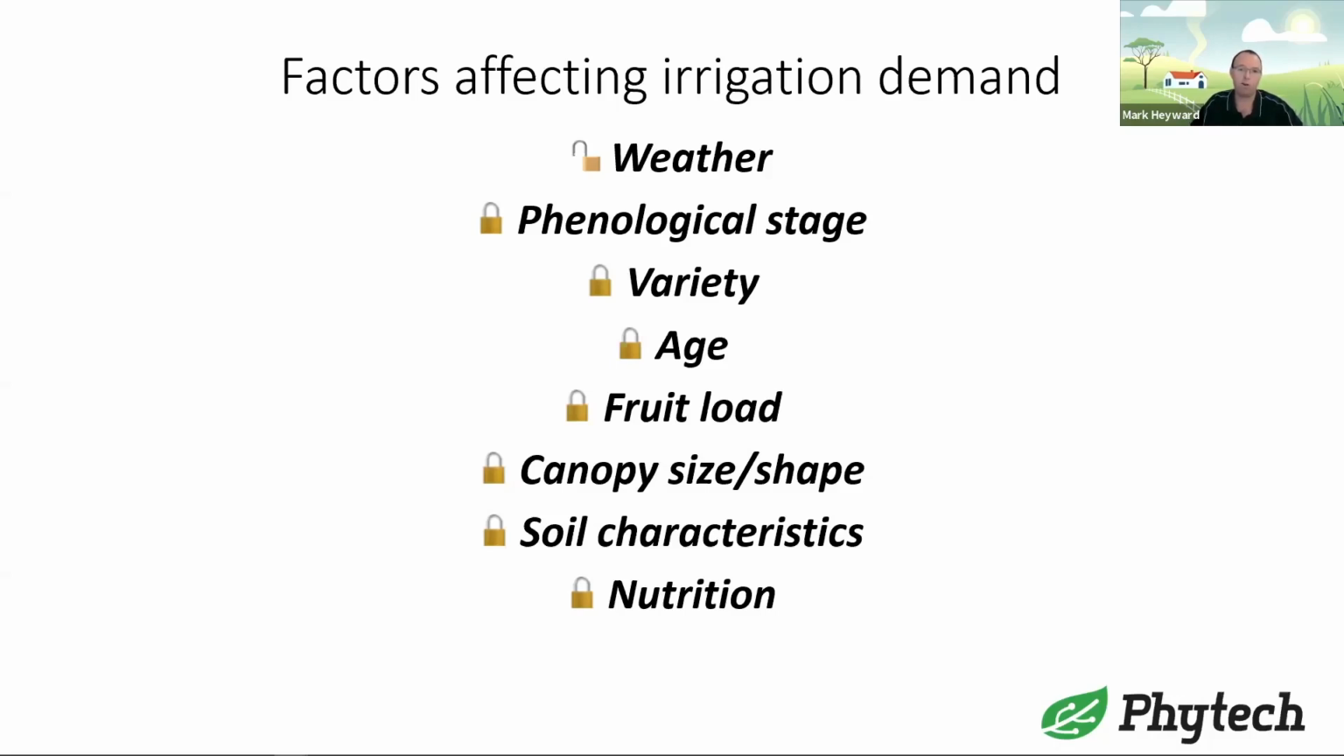But the rest of these, the phenological stage, changes gradually over time. Obviously, the variety shouldn't change at all. The age changes gradually. So the one factor that does vary significantly between irrigation decisions is the weather, and that's really the one we're trying to make the decision for in each block. If we could monitor the trees and understand their phenological stage through to nutrition, then if we see a change in behaviour of the trees, it will typically relate to the weather. That's the factor that is changing. So those are the typical factors affecting the irrigation demand.